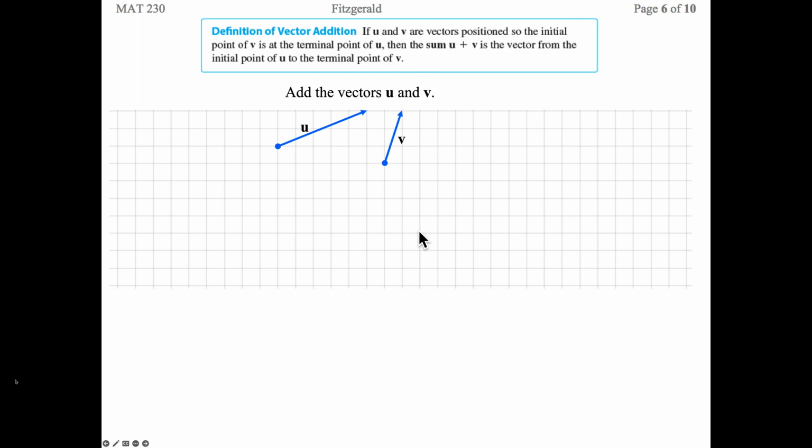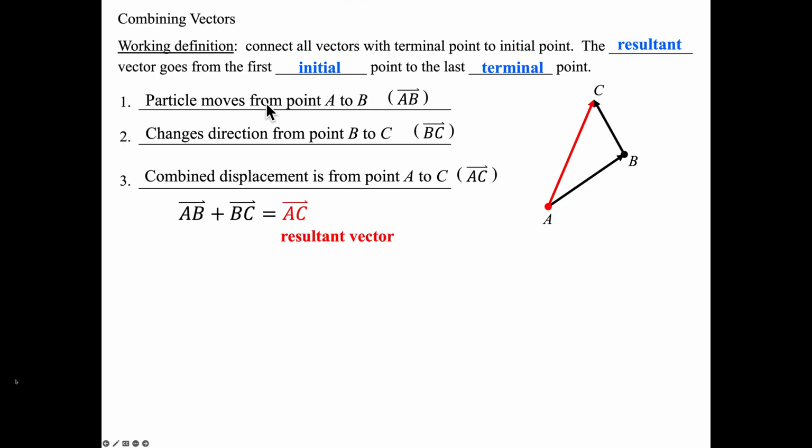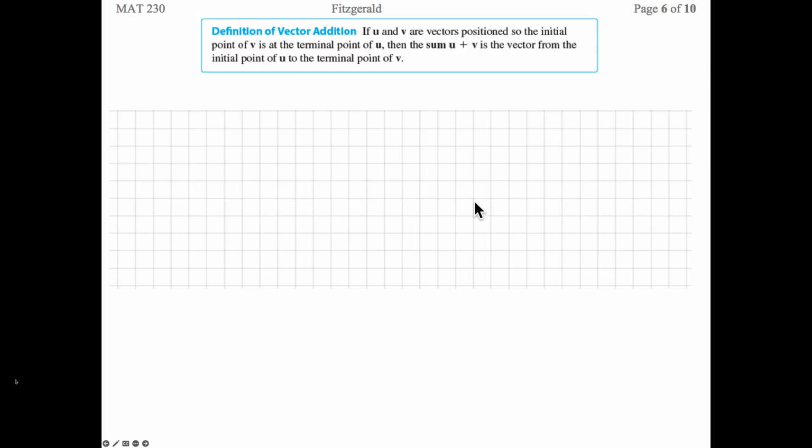So if I had these two vectors, and again, I wanted to use now that geometric definition that we just did, and I want to come up with the sum of u plus v, one of the ways I can do that is with the triangular law, which is kind of what we did right here. We built a triangle. So here's vector u. Notice from the initial point to terminal point, look at the slope, up 2, right 5. So up 2, right 5.